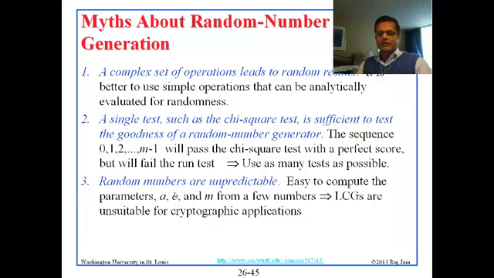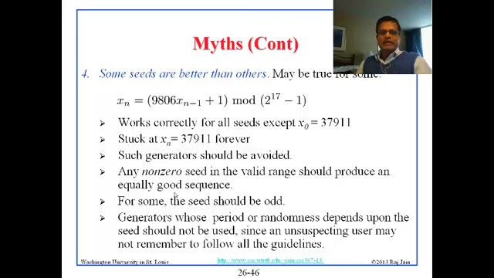And since that's so predictable, you don't use LCGs for cryptographic applications. And then some cheats are better than the others. And so for some generators, this is really true. It turns out that if you take this generator, it works correctly for all seeds except for this number, 37911. If you use 37911, it's like a 0.